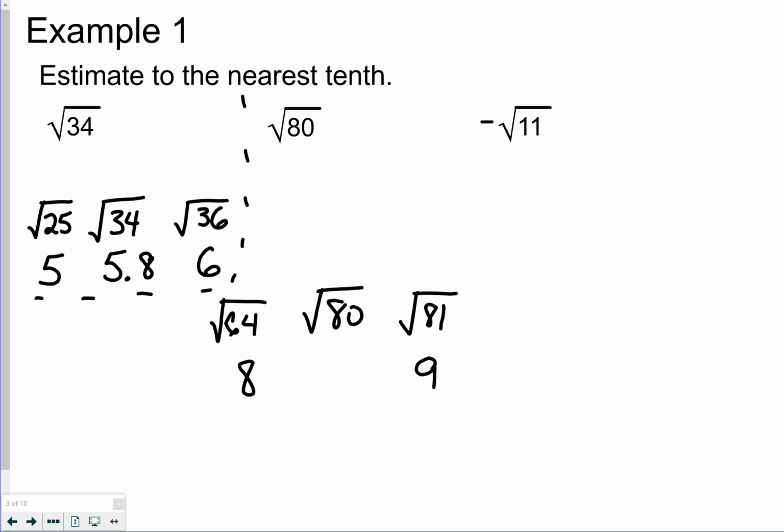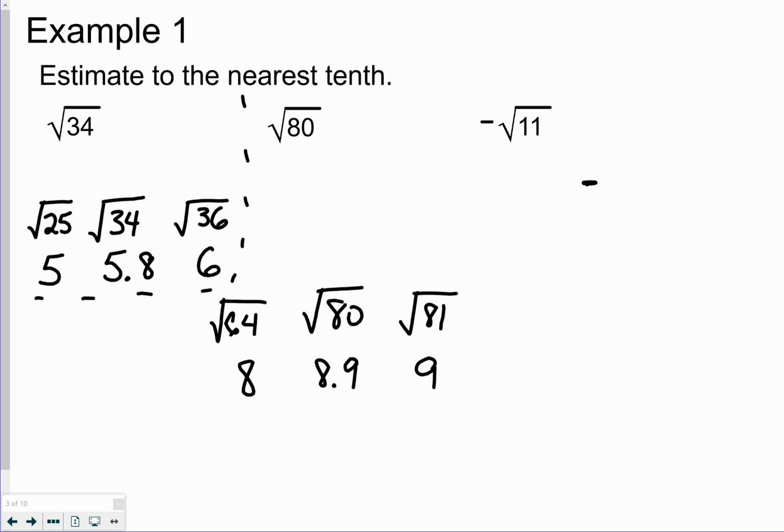You notice the 80 is really close to 81. So what do you think I'm going to put for my approximation? 0.9, very good, 8.9, awesome. I would accept 8.8, but since it's really close to 81, I really think we should put 8.9. Question so far? One more.